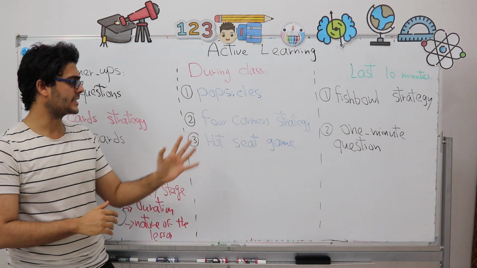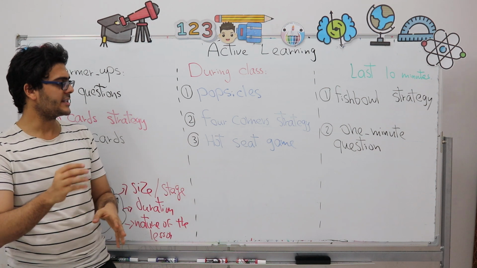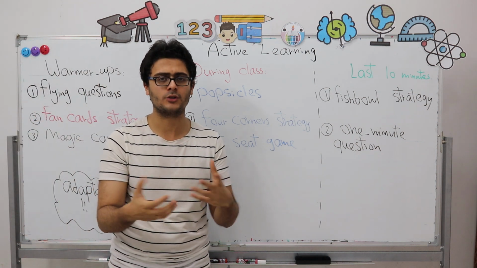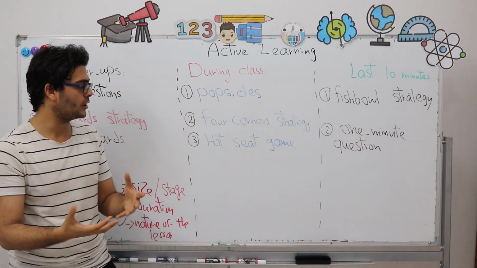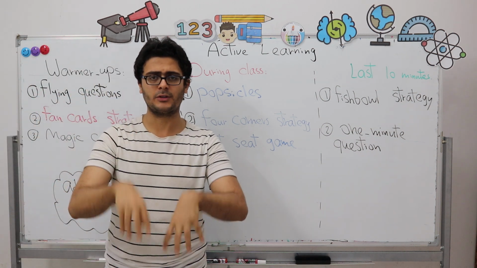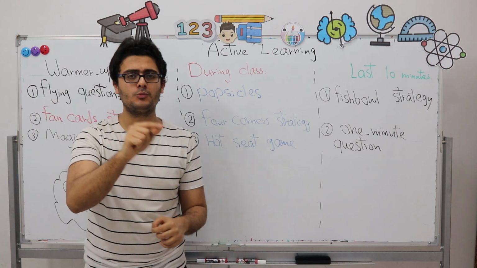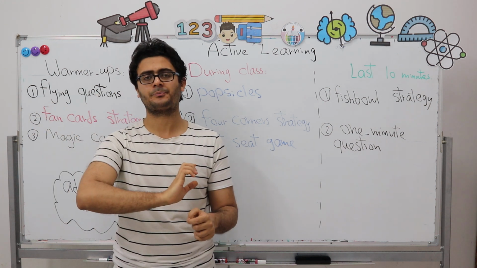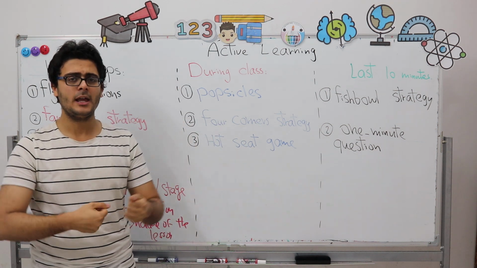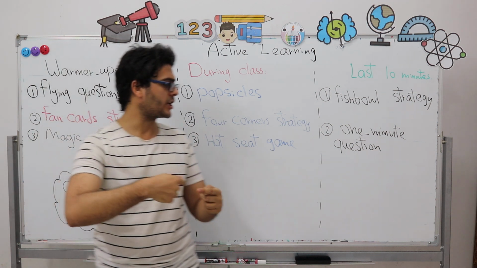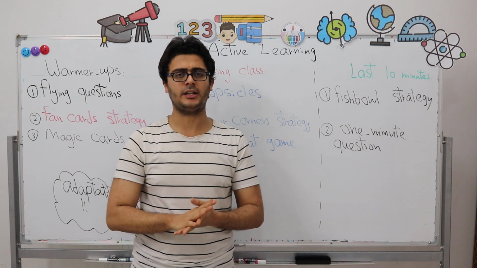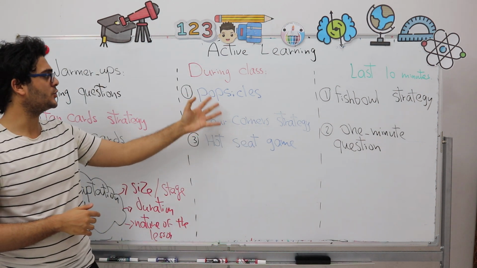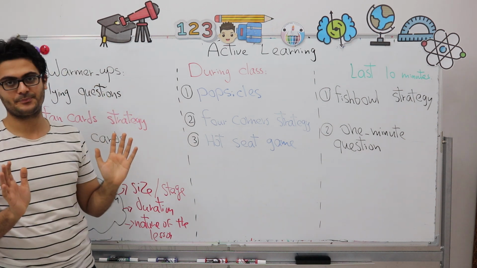Number 3, hot seat game. This one is very popular, as you can choose any of those advanced students or those who would like to participate more, and he will sit in the middle of the class, and each group will prepare a question to ask them about the lesson. He will need to answer more, and by so doing they will exchange the questions and answers and ideas and so on. So these are 3 of the strategies that you can perform during class.